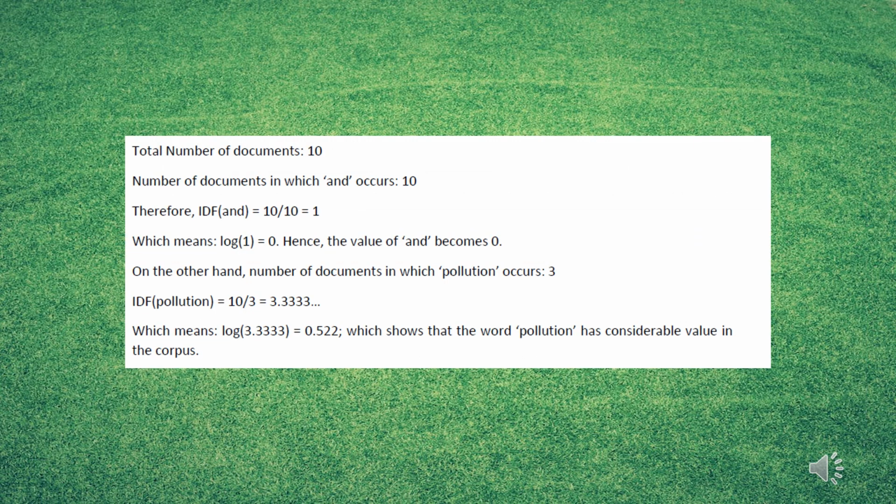Let us take the total number of documents as 10. The number of documents in which the word an, a stop word, occurs is 10. Therefore, IDF is 10 by 10, which equals 1, which means log of 1 equals 0. Hence, the value of an becomes 0. On the other hand, the number of documents in which pollution occurs is 3. The IDF of pollution is 10 by 3, which is 3.33, which means log of 3.33 is 0.522, which shows that the word pollution has a considerable value in the corpus.